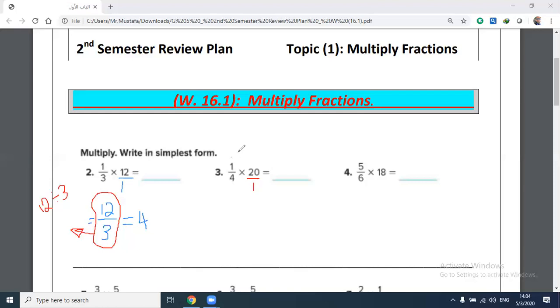Then multiply numerators: 1 times 20 equals 20, over denominators: 1 times 4 equals 4. So 20/4 means 20 divided by 4 equals 5. So the answer here is 5. It's easy? Now let's go for the next one, number 4.